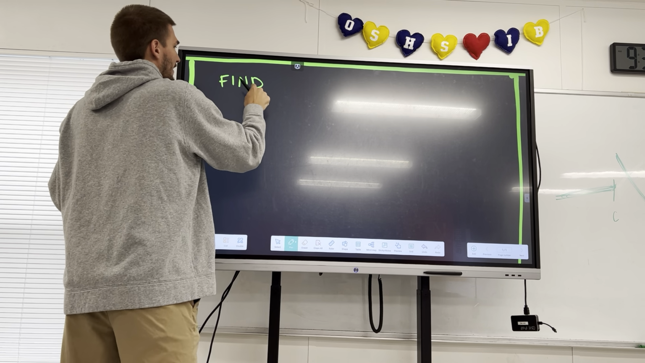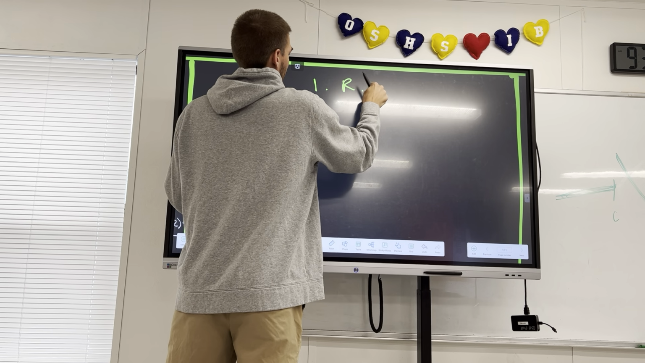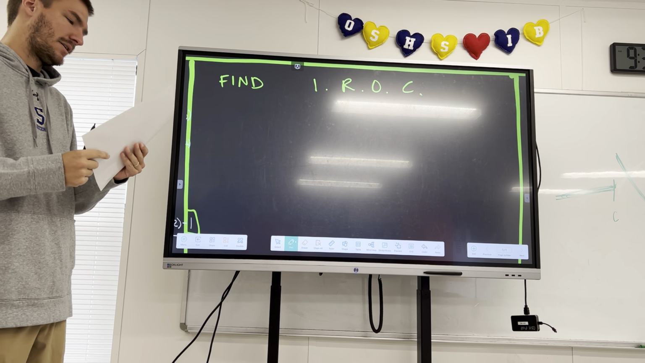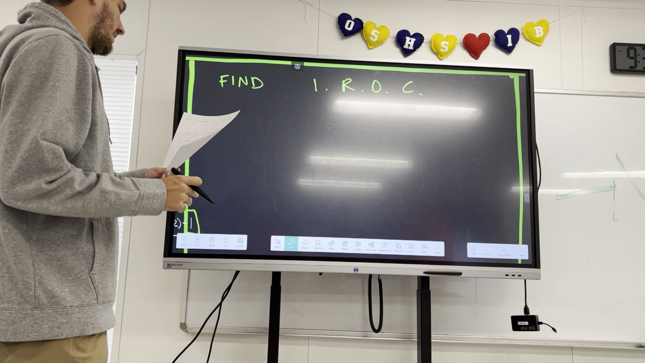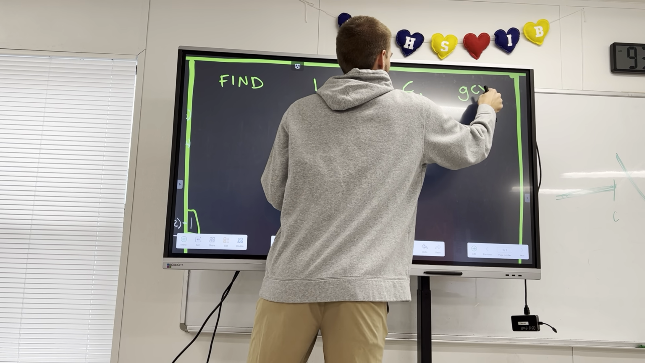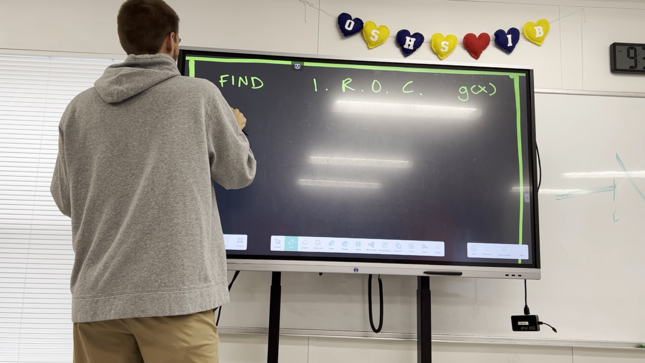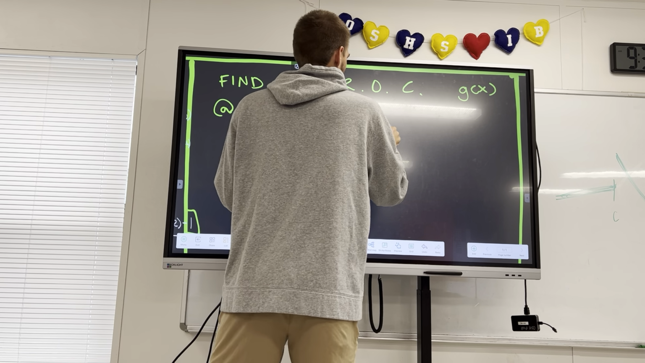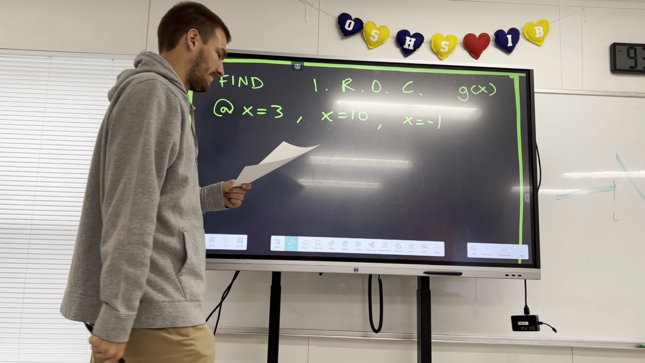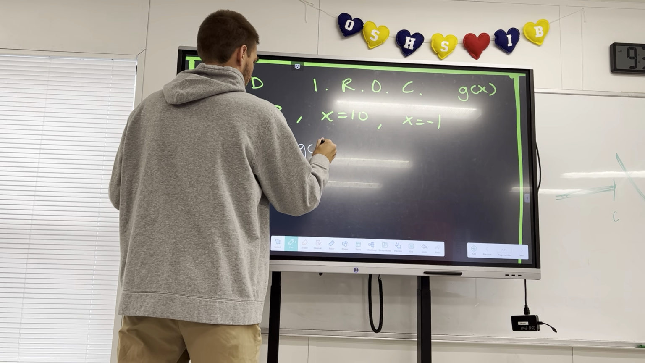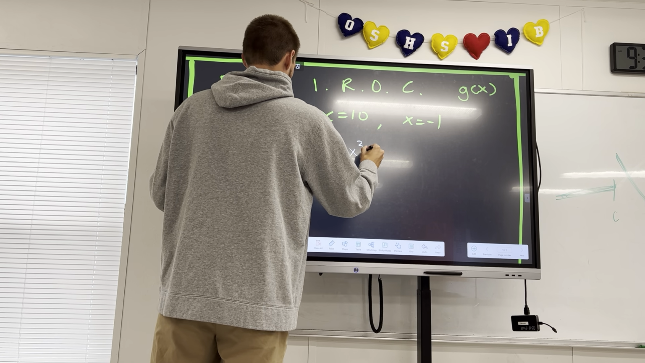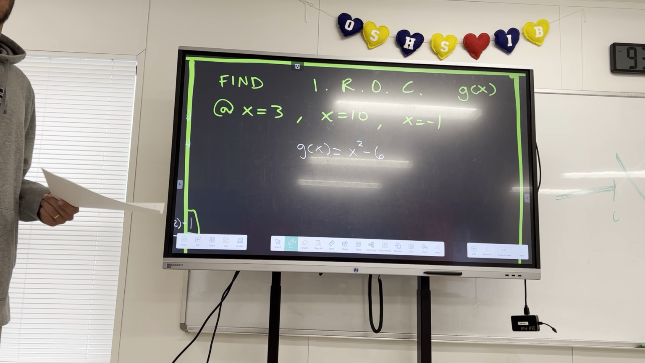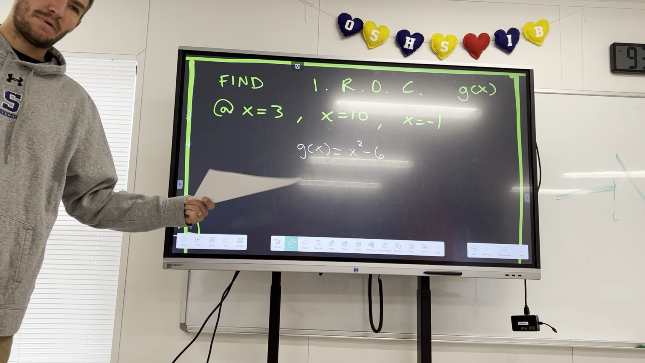Okay, find the instantaneous rate of change. I would write this out if we didn't have a pep rally today, so you got lucky. All right, g of x at x equals 3, x equals 10, and x equals negative 1. g of x equals x squared minus 6. Okay, we have a function, x squared minus 6.